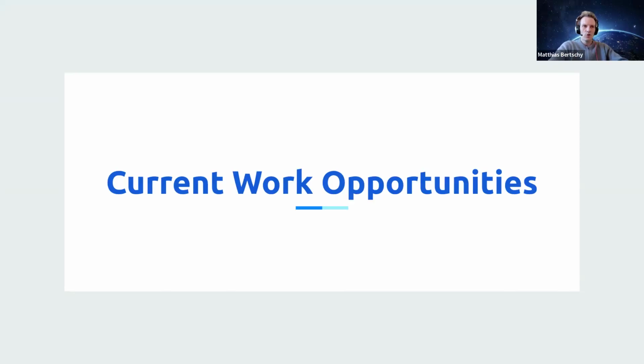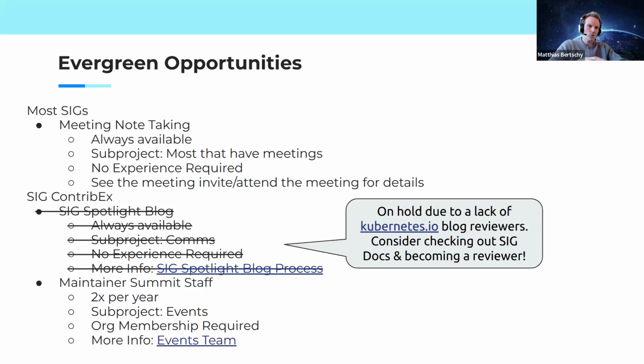Now that you know how the community is structured and what you could do to help, you might want to know if there is some actively open work that you can pick up and become a part of. Regularly, we reach out to the SIG leads and ask them to share any current opportunities. So let's explore. We can start with the evergreen opportunities. These are opportunities for work that are always available or which are available on a regular cadence.